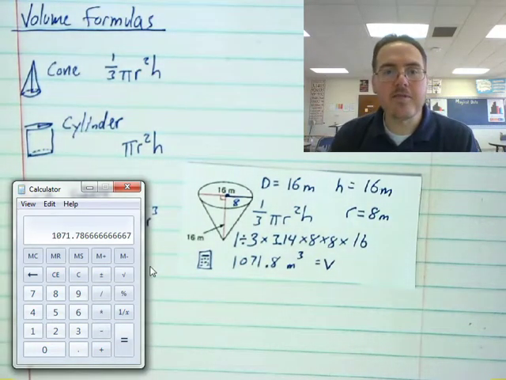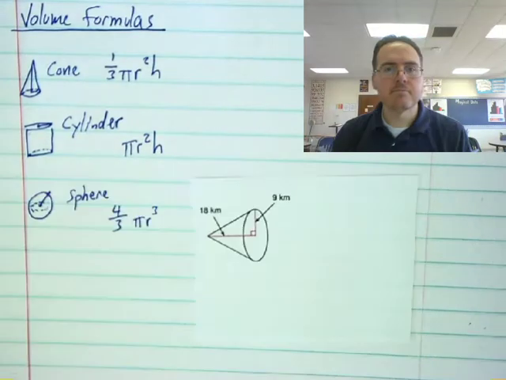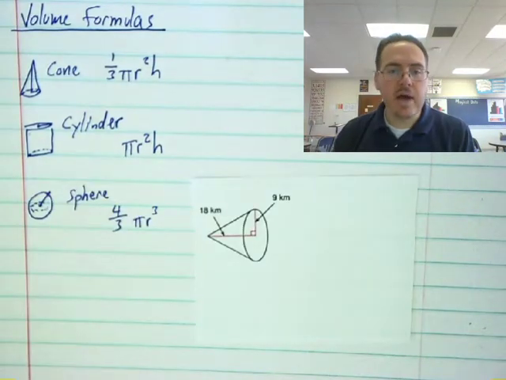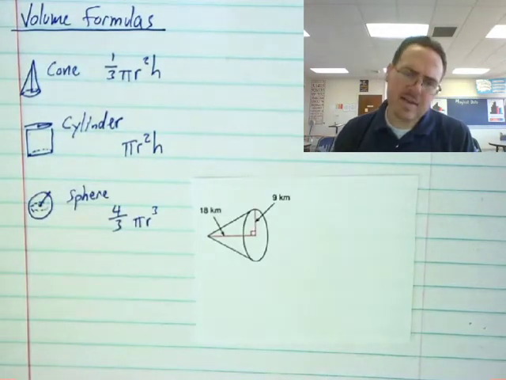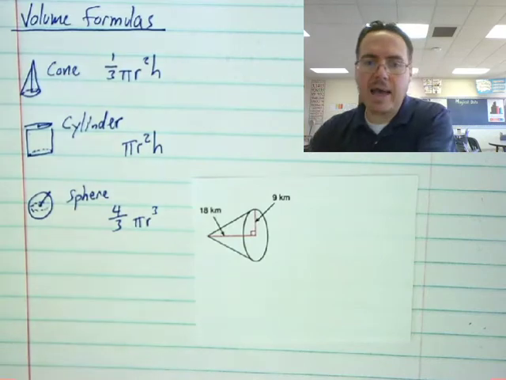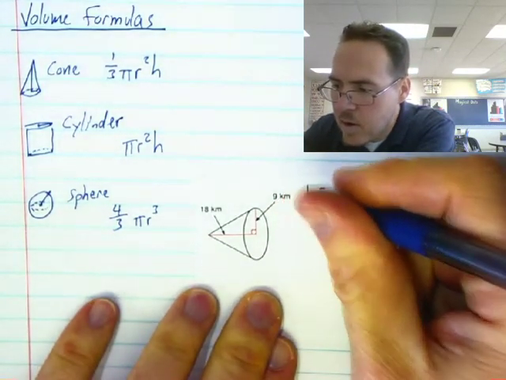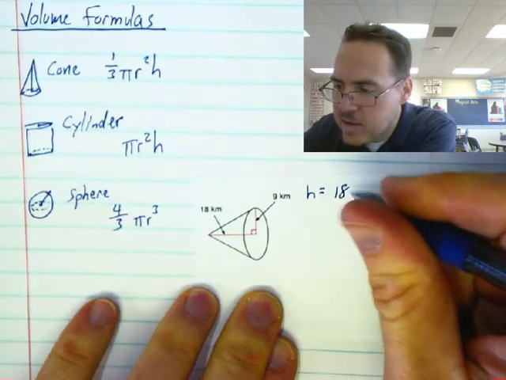So that's how we get the volume of a cone when they give us the diameter of the cone and the height. Let's do another one. So this cone's a little different. The position is sideways, sort of, but we still have some information here to gather. Just based on what I'm seeing, I can tell that the height of this cone is 18 kilometers.